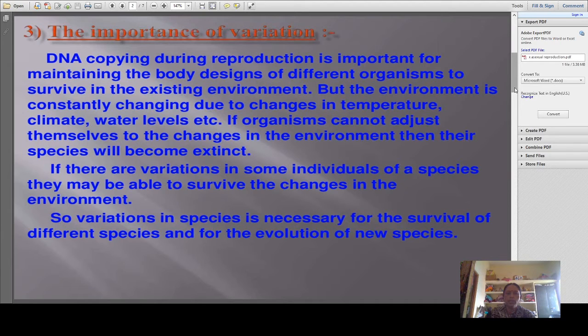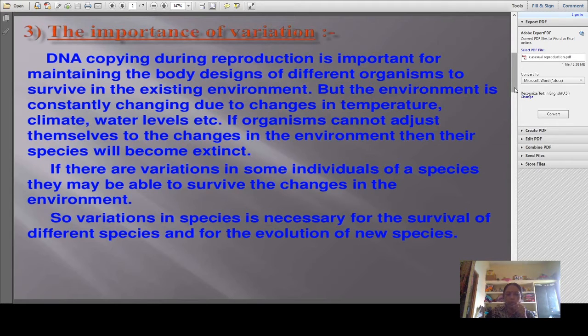Why is variation important? DNA copying during reproduction is important for maintaining the body designs of different organisms to survive in the existing environment. But the environment is constantly changing due to changes in temperature, climate, water levels, etc. If organisms cannot adjust themselves to the changes in the environment, then their species will become extinct.